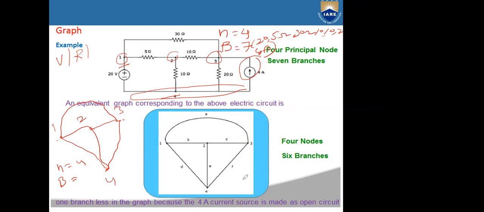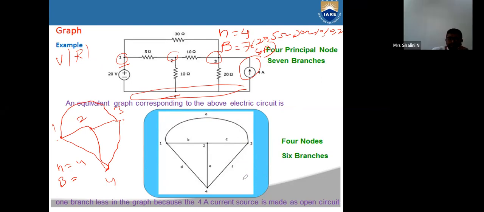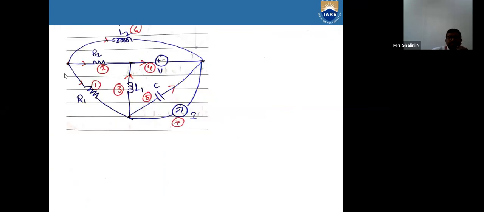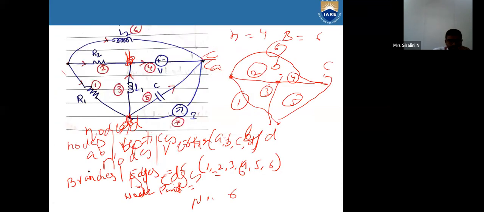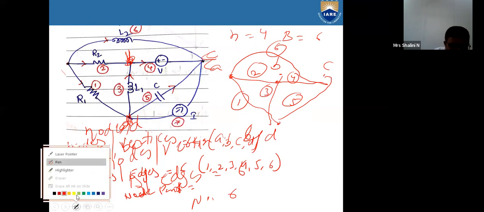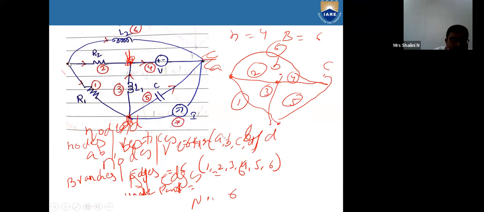Okay, the next one. I am taking another example, with nodes A, B, C and D. From here, we have to obtain the graph.